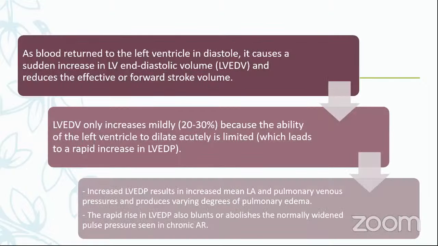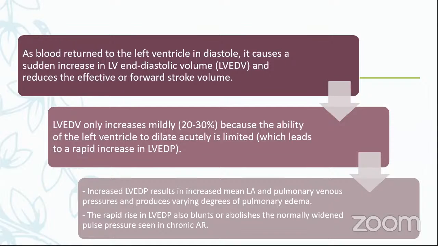As blood returns to the left ventricle in diastole, it will cause a sudden increase in the left ventricular end diastolic volume, and it will reduce the effective or forward stroke volume. The left ventricular end diastolic volume will increase only 20 to 30%, because the compliance, the ability of the LV to dilate, is acutely limited, which leads to a rapid increase in the left ventricular end diastolic pressure.